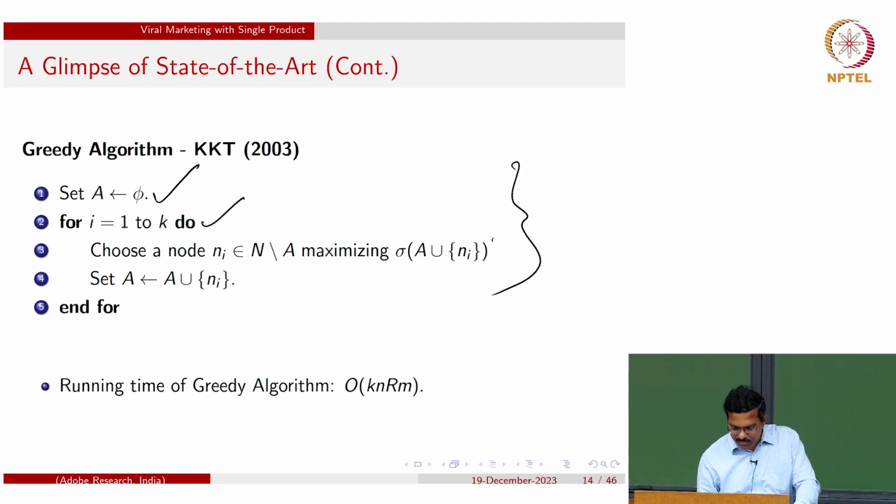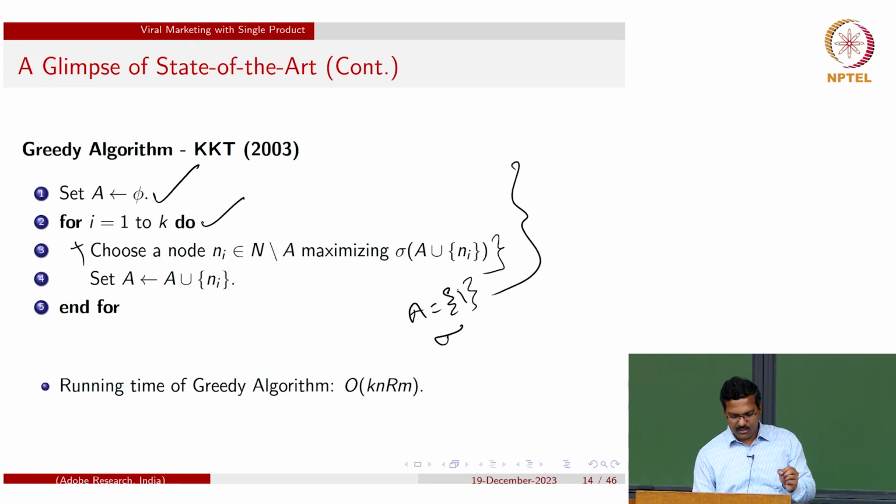Inside the for loop, it looks very simple, but a lot of computation is there. There are 2 lines. The first line is choose a node Ni. If there are 100 nodes, each one of those 100 nodes is a potential candidate. Take the first node and put it in the set A. If I make it active, what is the expected value of sigma of A?